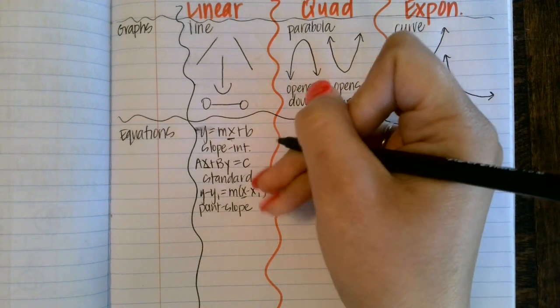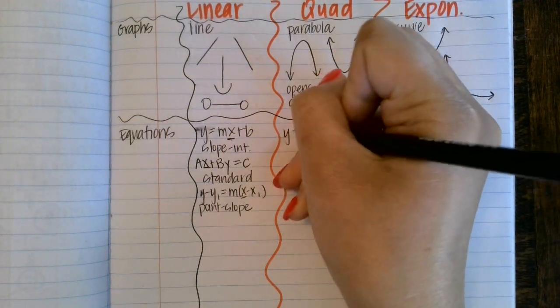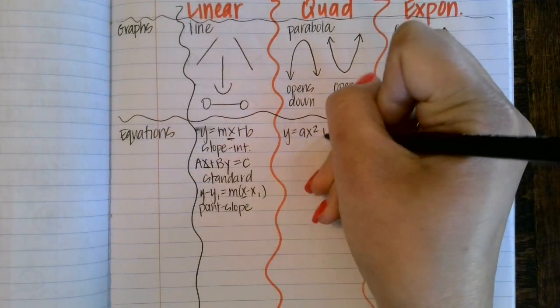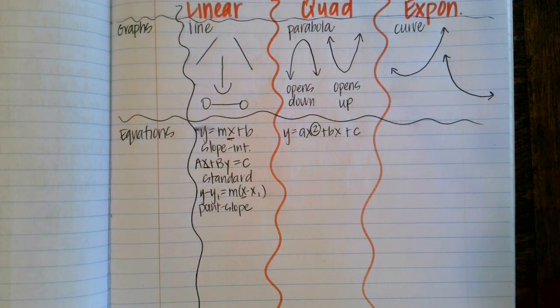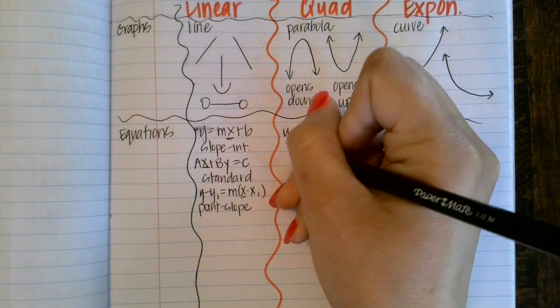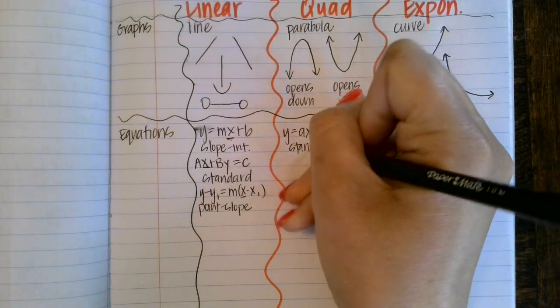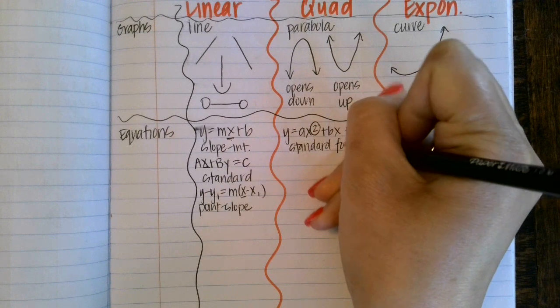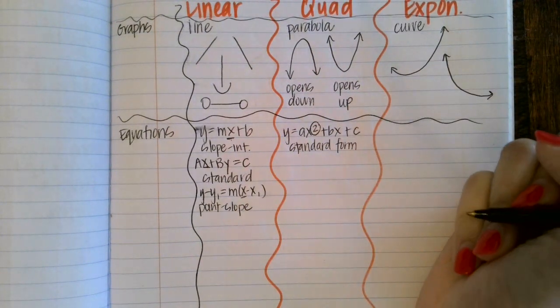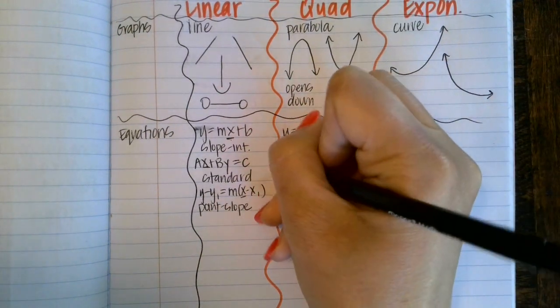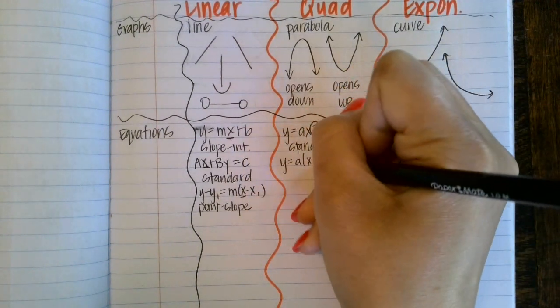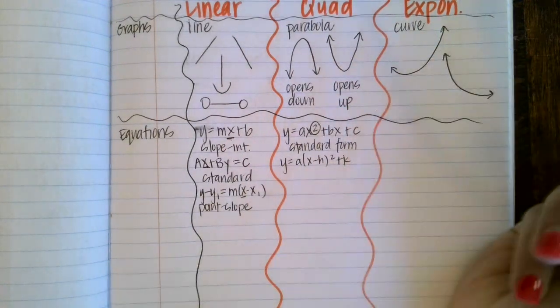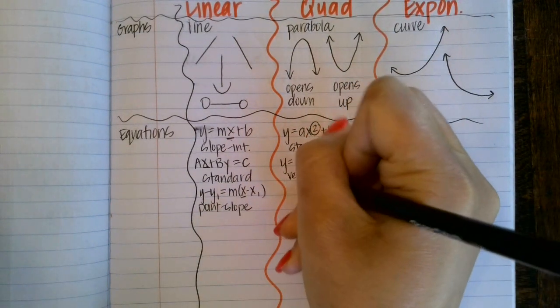The quadratic equation is going to be something like y equals ax squared plus bx plus c. Circle that squared. When x is squared, that's going to form a parabola. That's in standard form. Again, these are all on your reference materials, which I've posted on Google Classroom as well. And we have another type of quadratic equation, y equals a times (x minus h) squared plus k, and that's your vertex form.